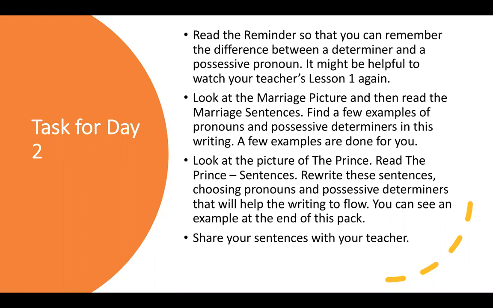It is quite confusing trying to teach pronouns and determiners via Zoom and not face-to-face in class. So bear with me on that one. I hope you have understood something yesterday.